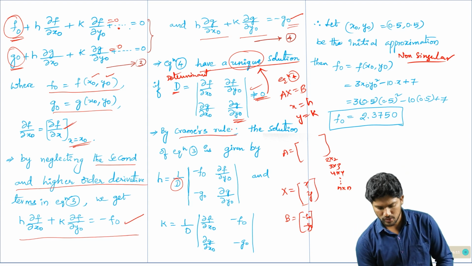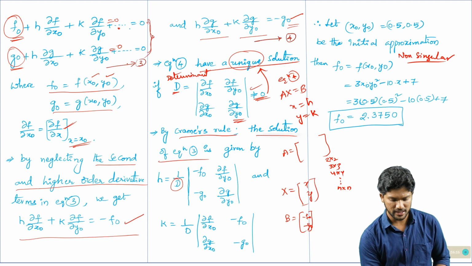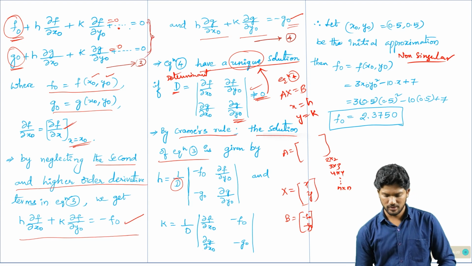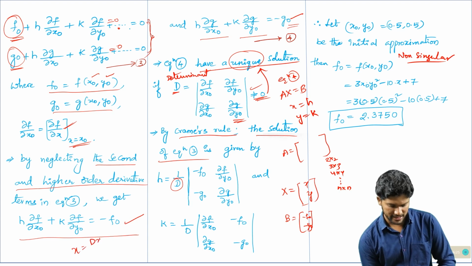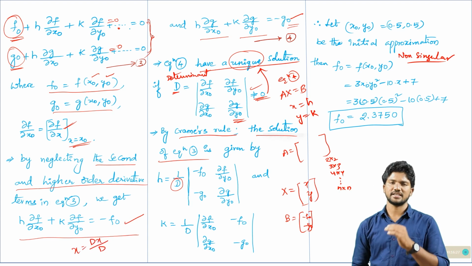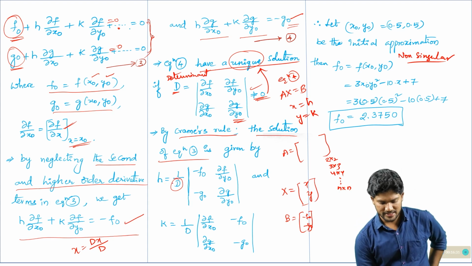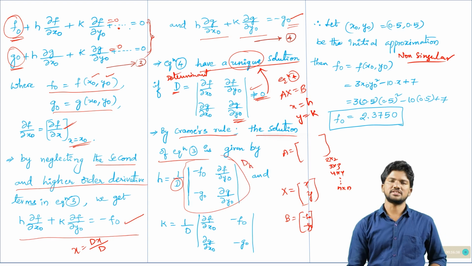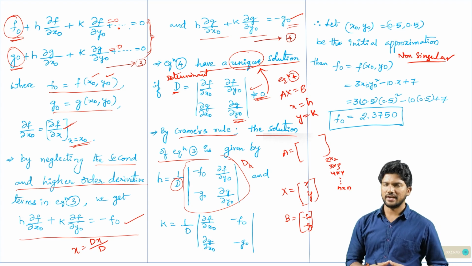So by Cramer's rule, the solution of equation number 3 is given by, small h is equal to, as I wrote previously, x is equal to d suffix x by d, and y is equal to d suffix y by d. Same way, small h is equal to d with respect to h, the determinant of the capital A coefficient matrix with respect to h.